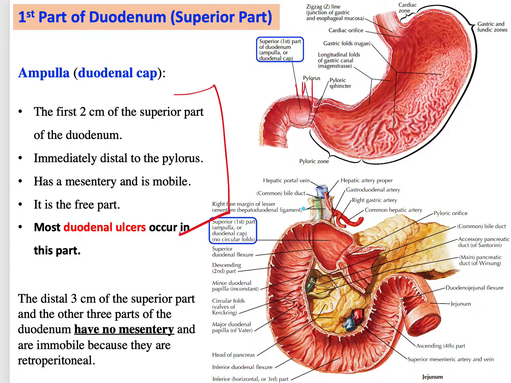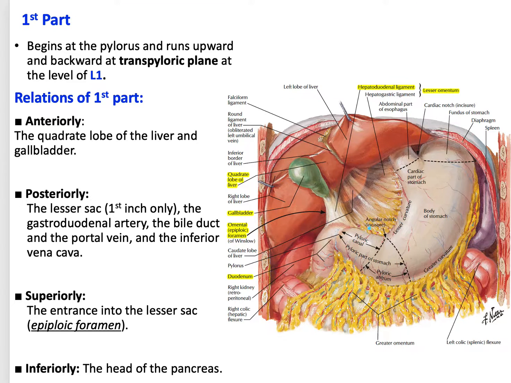Look at the inferior one. Look at the first part, guys. You see this? This is the hepatoduodenal ligament, which is, of course, thickened peritoneum. That's what I'm talking about. Okay. So, what about the relations? You have to know that mostly, guys, in the duodenum, we are focus on relations.